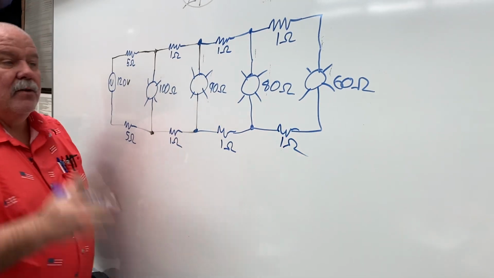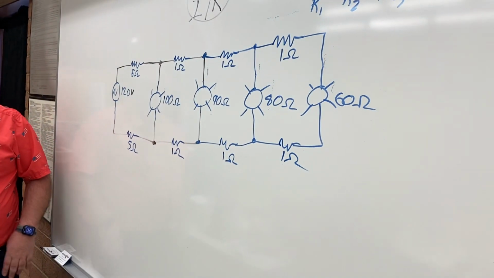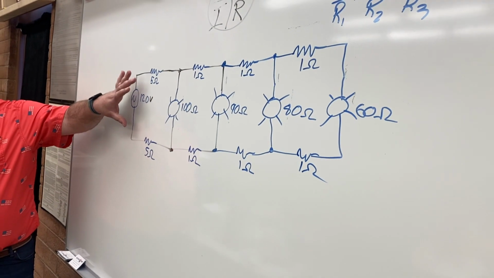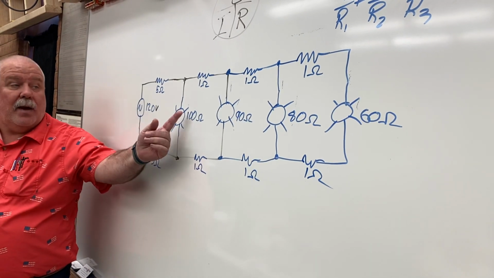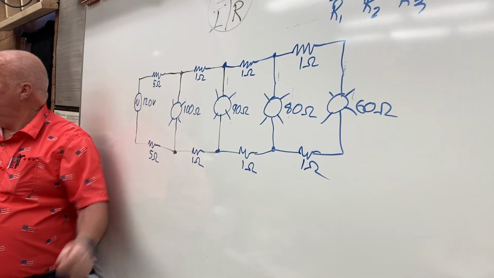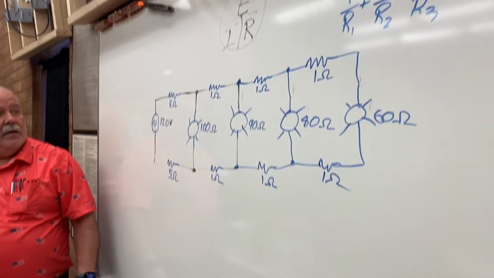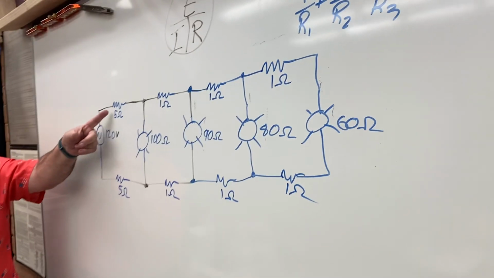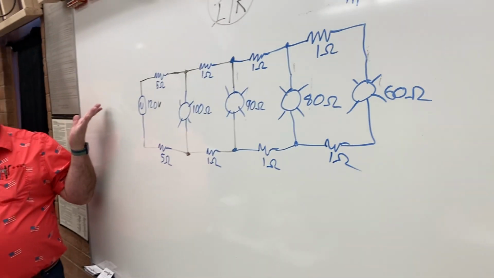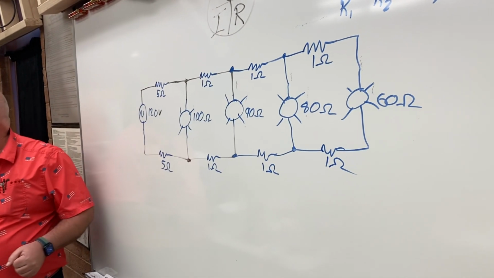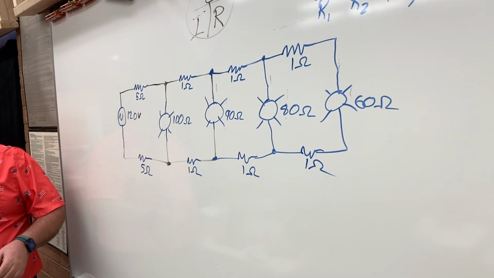Okay, so we had those totals that we had all worked out. This is going to change everything up. Right now, do I still have 120 volts here? I don't, do I? Because I'm going to have some voltage drop across this. We don't even know how much voltage drop we're going to have, right?